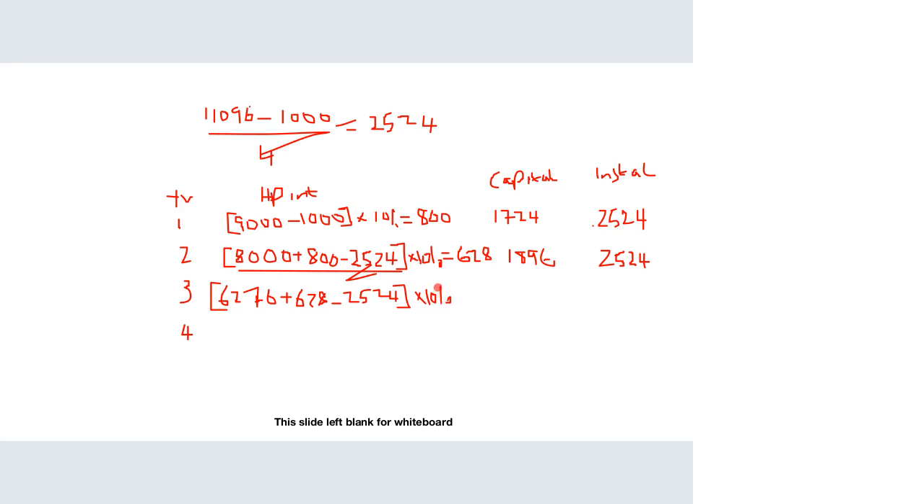So what will that give us? 62.76 plus 628 minus 25.24. So Kavesu 438, Belinda 438, Onkoba 438. So the interest here is 438. Remember the installment is equal. The installment is still 25.24.